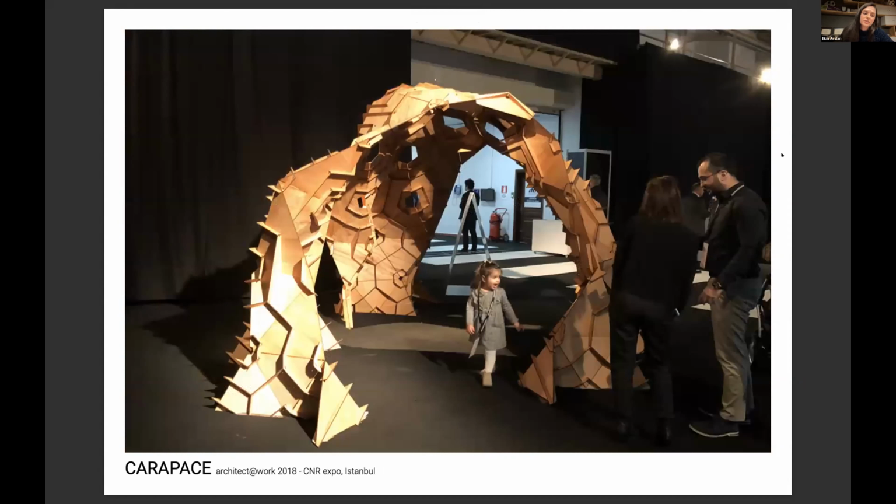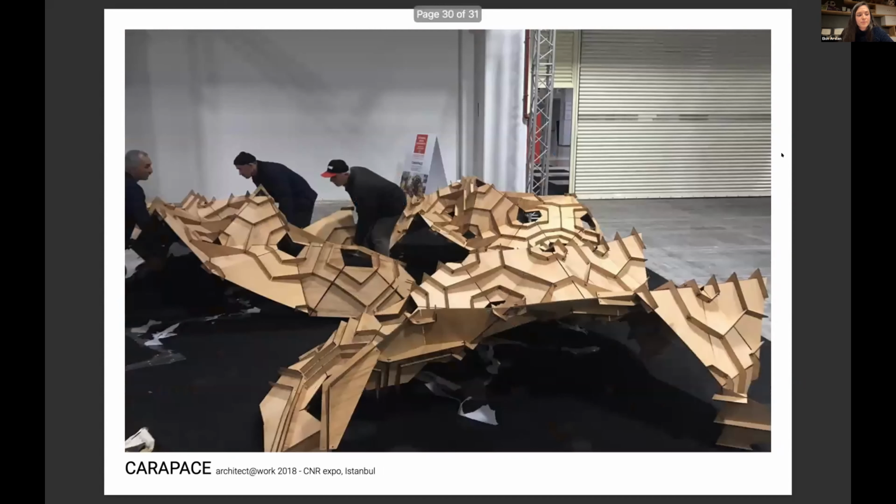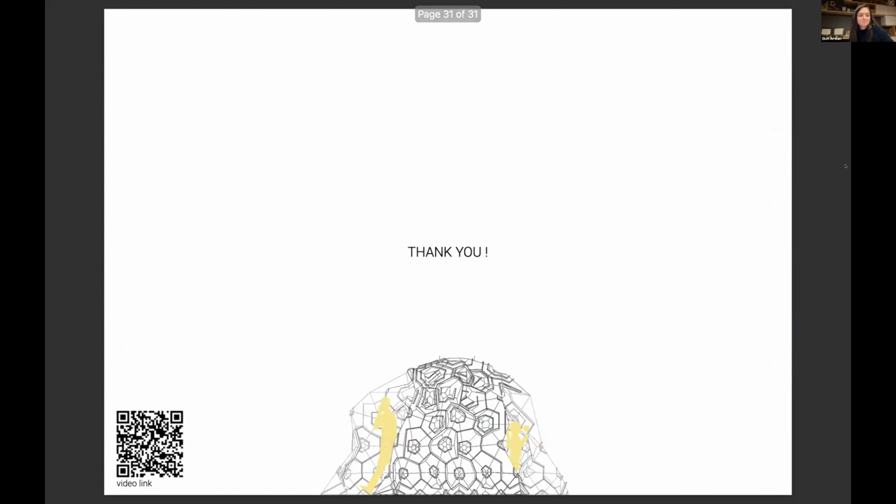And after the Venice Architecture Biennale, Carapace was fabricated once more and was exhibited at the Architect at Work Expo in CNR in Istanbul. The one we fabricated for the expo was disassembled layer by layer and assembled once more at Central Istanbul. You can see the layering systems here in this photo. And that's it. I hope you enjoyed the presentation.